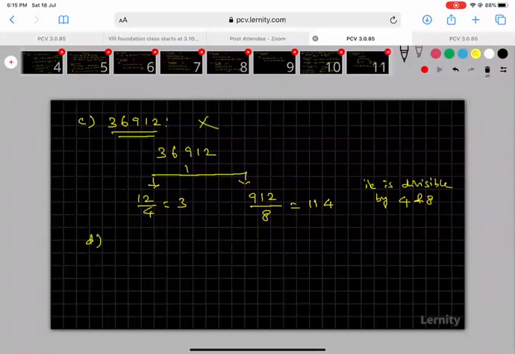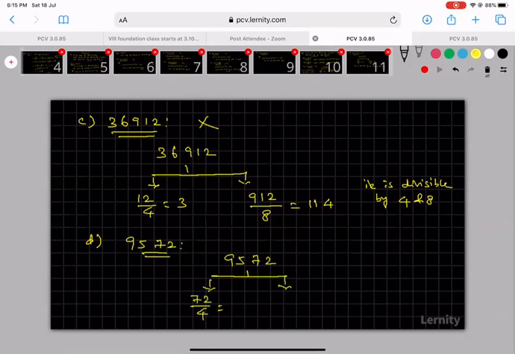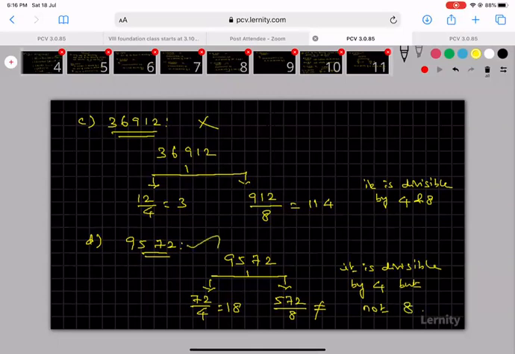Okay, problem number D, 9572 is the problem they are given. So I am taking 9572 and checking here. This is 72. 72 divided by 4 means what is the answer? Okay, 18. 572 divided by 8 is not divisible. So it is divisible by 4 but not divisible by 8. Okay, so this is also an answer.